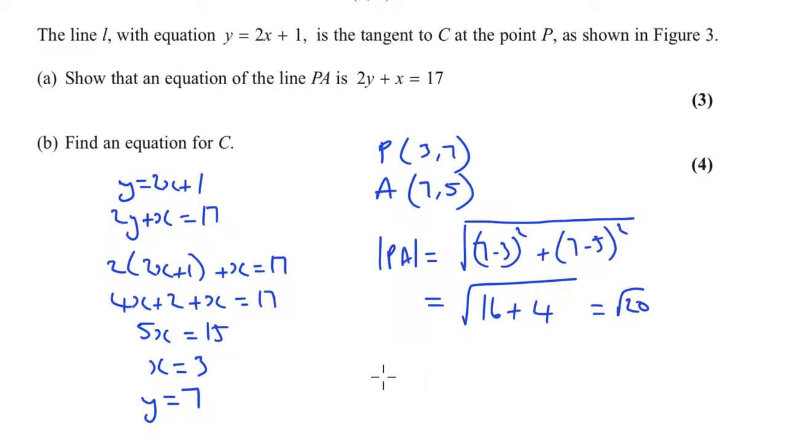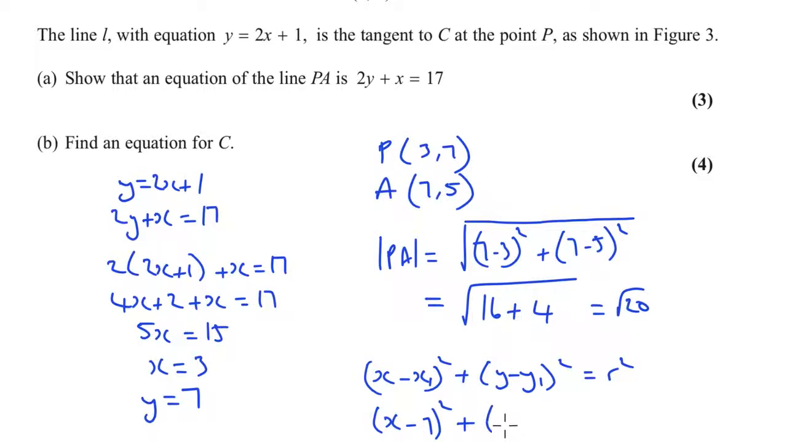That then tells us the equation of the circle. The equation of a circle is always based on the centre of the circle. If the centre is x1, y1, then it's the negative of the coordinate. So we're going to have x minus 7 squared plus y minus 5 squared is equal to r squared, so root 20 squared, which is 20.